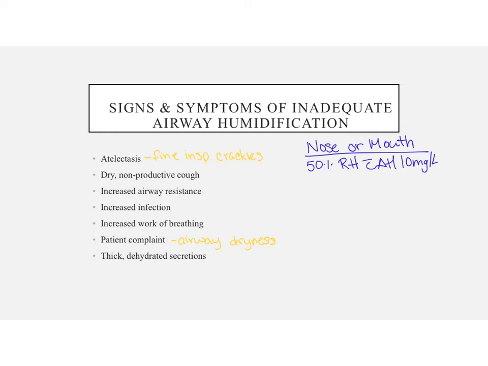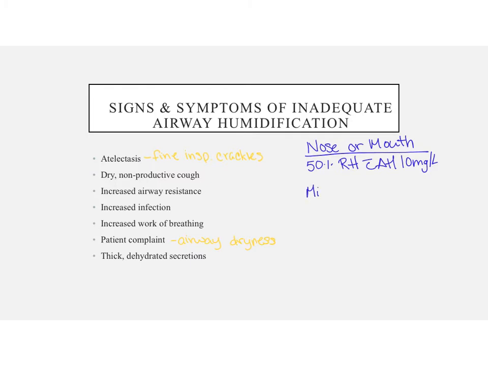If we are adding increased gas flow, so if we put them on a nasal cannula at 4 liters per minute, the gas is going to be going too fast to fully absorb that water vapor and pick up that heat through the nose. So we'll need to make up for it so that they can have that 50%.